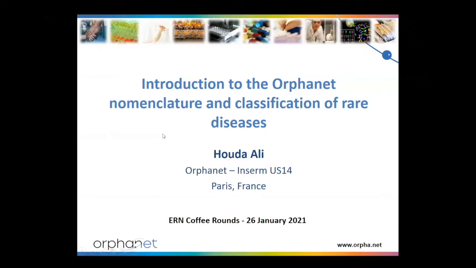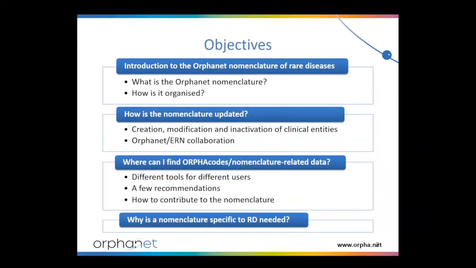I am the manager of the nomenclature and classification of rare diseases at Orphanet, and I coordinate the collaboration with ERNs on the update of the nomenclature. I am here to give you an introduction to the Orphanet nomenclature, explain to you how it is updated, and show you how to find and use the ORPHAcodes using the different tools that we provide through our platforms.